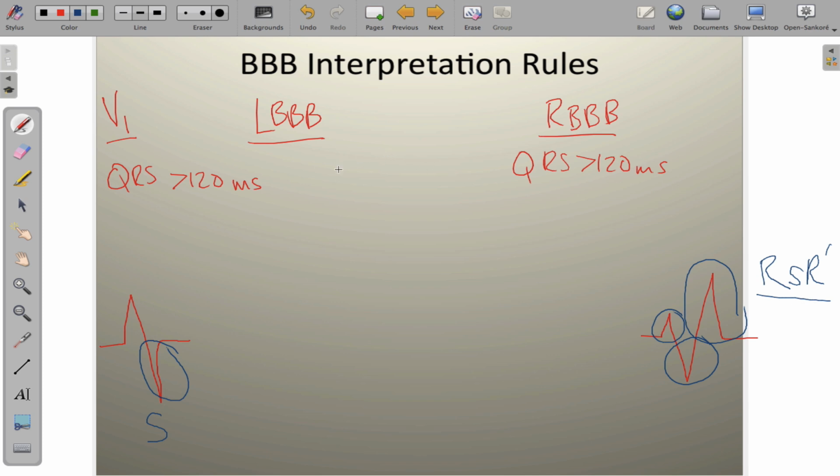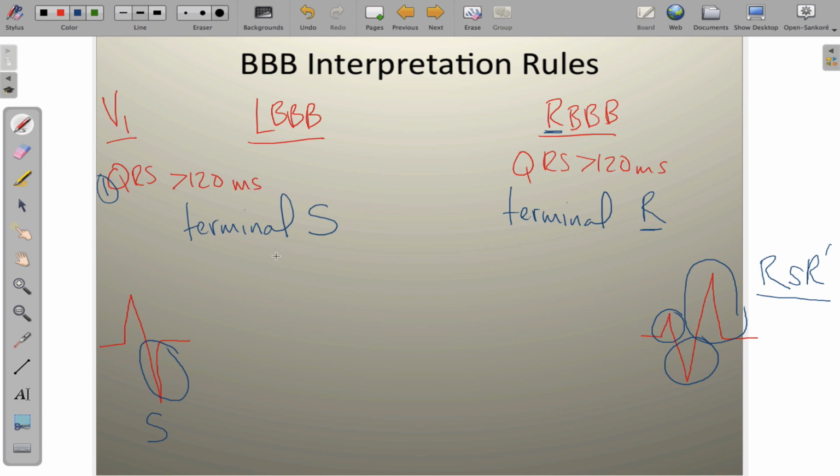So when we're looking at bundle branch block possibility on the EKG, the first thing you do is determine in lead V1, is the QRS complex greater than 120 milliseconds? The next thing we want to do is look at the terminal wave of the QRS complex. If the terminal wave of the QRS complex is an S wave, you have left bundle branch block. If the terminal wave on the QRS complex is an R wave, then you have right bundle branch block. So think R for R: right bundle branch block has a terminal R wave. Again, this is in lead V1.